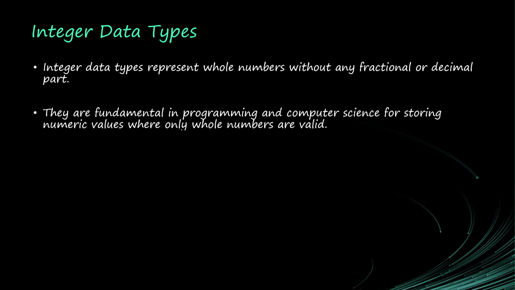When you start programming, or if you have been programming already, there are places where you only need whole numbers. When you want to talk of somebody's age, you only store their age as a whole number. You don't say this person is 25.9 years old. No, it is going to be a whole number. So this is where we use integer data types.